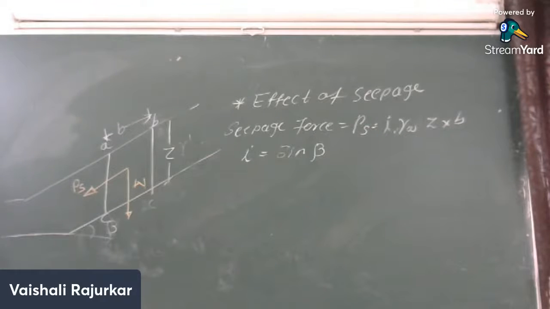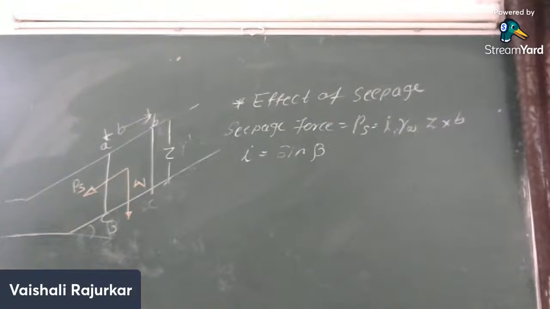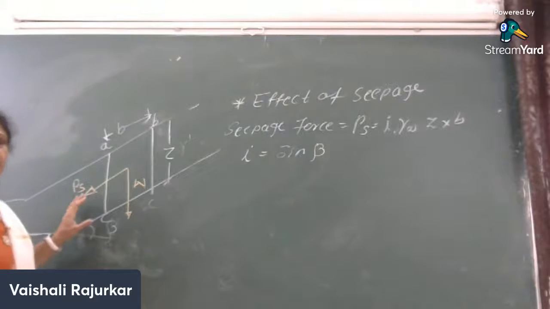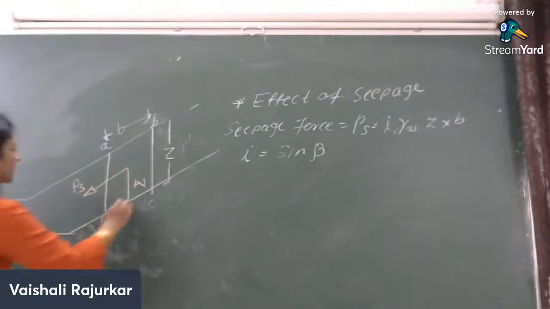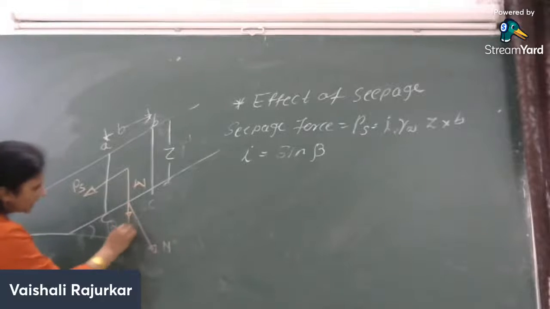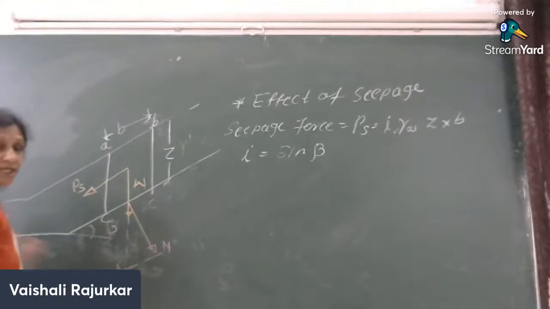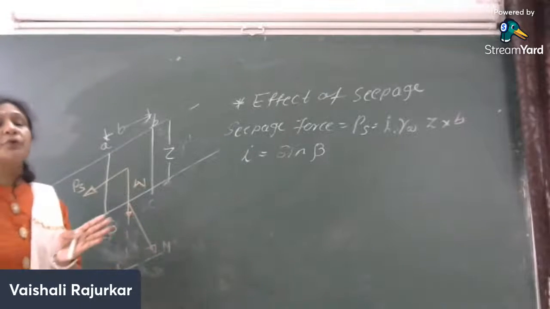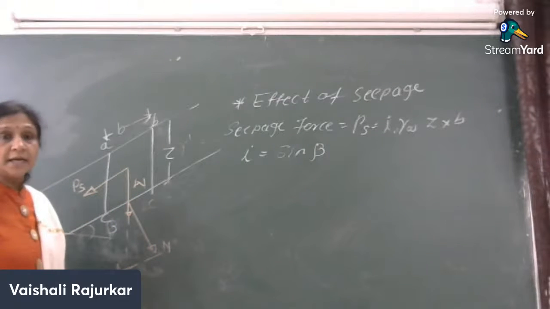Then again we will consider the normal component and also the tangential component. The seepage force is parallel to the slope, therefore again we will consider the normal component N, and the other component is the tangential component, that is tau or P. The tangential component causes sliding, and the normal force resists the slide. N is the resisting force and P is the sliding force.